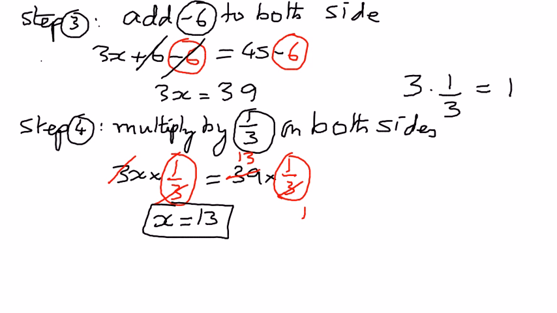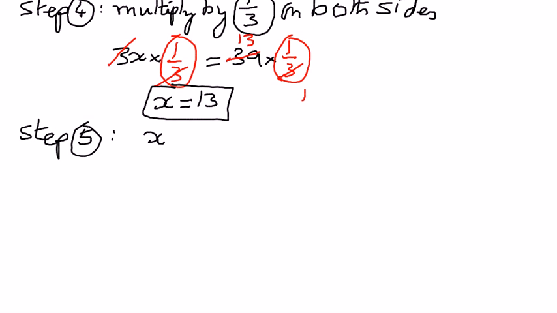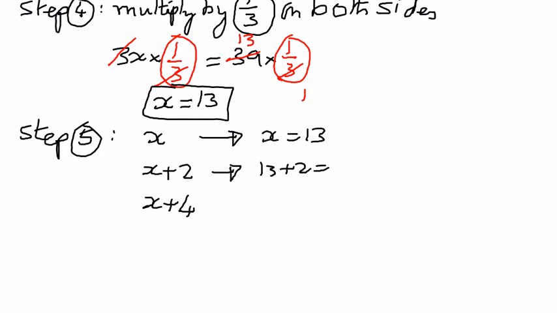And now we want to find the rest of the values. So step number 5, we said let the first number be x, let the second number be x plus 2, and let the third number be x plus 4. So the first number, x, is equal to 13. The second number is x plus 2, so 13 plus 2 is equal to 15. And the third number is x plus 4, so 13 plus 4 is equal to 17.